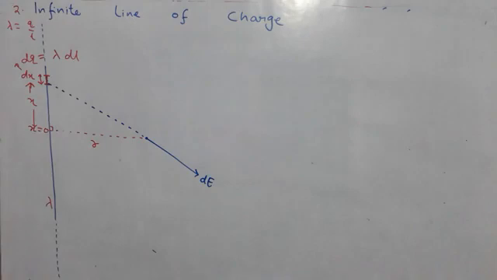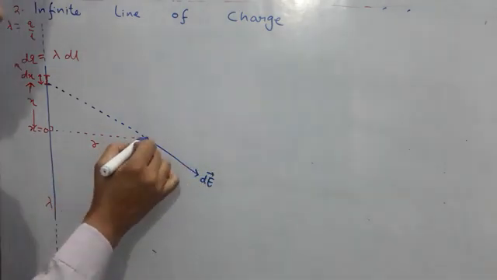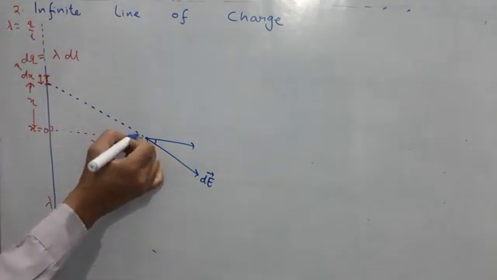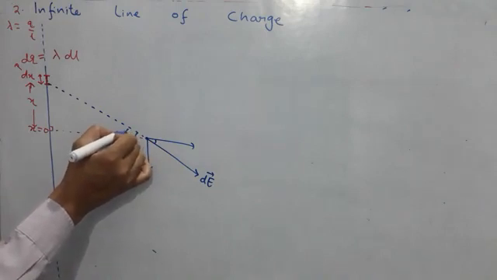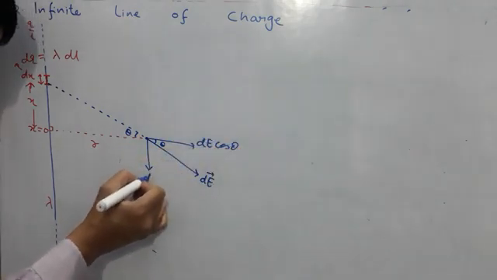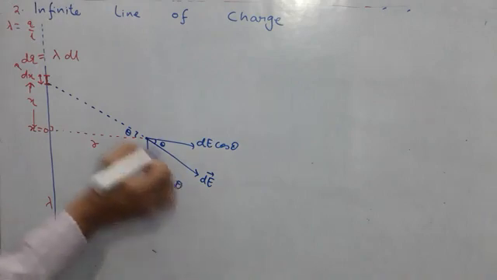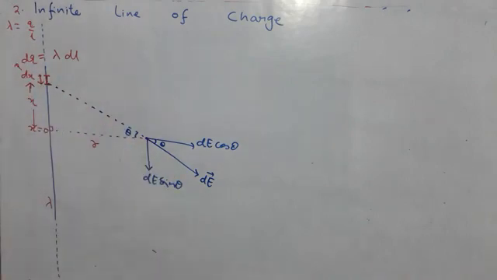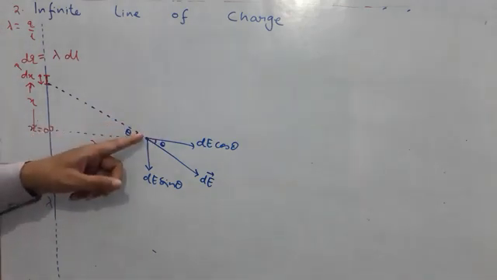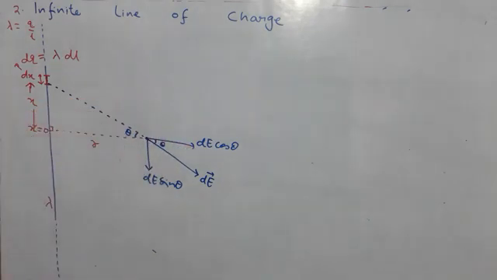Now we will find its electric field at this point. Its electric field will be dE vector. It will be in this direction. This can be resolved into two components like in the previous case. So we will choose this angle as theta. So this will be dE cos theta and this will be dE sin theta. Now we'll integrate them separately. Symmetry says if it is infinitely long, then if you choose an element over here, it will have two components, this and this. So these two components will cancel.